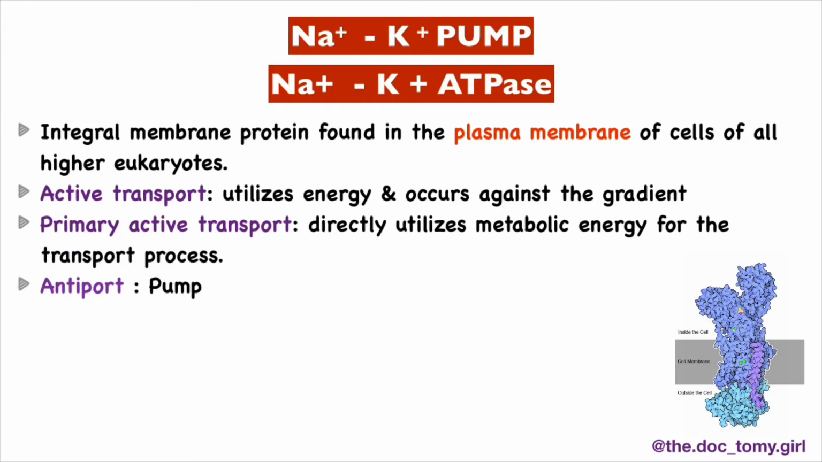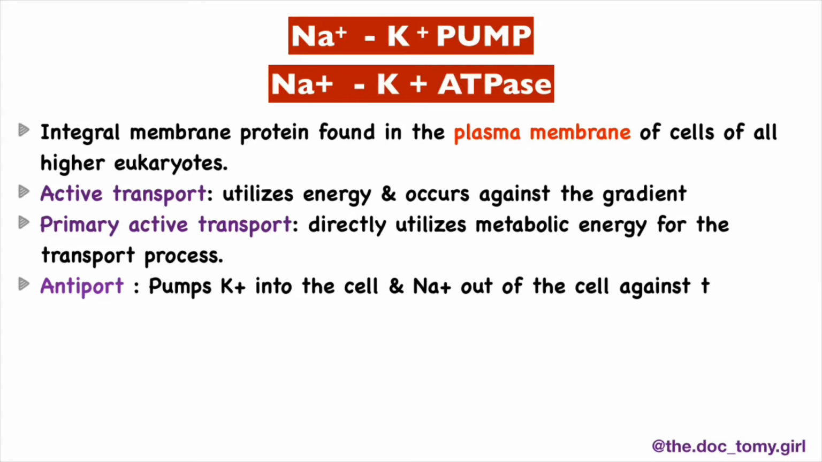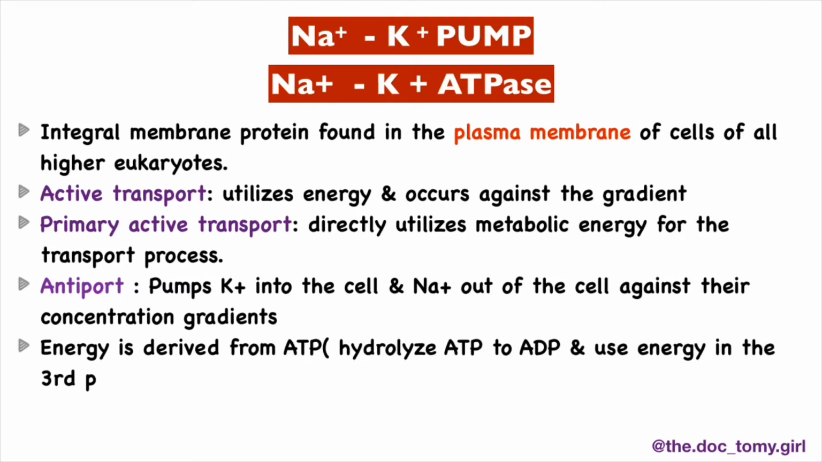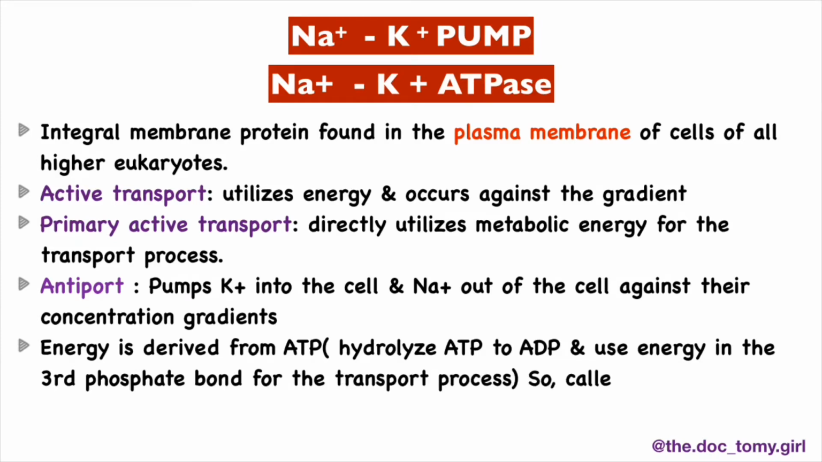Antiport is the process taking place here because it is pumping potassium into the cell and sodium is pumped out of the cell in the opposite direction, and this is known as the antiport. In this case, energy is derived from the ATP, that is ATP is hydrolyzed to ADP. Adenosine triphosphate is being hydrolyzed to ADP, and the energy in the third phosphate bond is used for the transport process. Because it is utilizing ATP for energy purposes, it is known as ATPase.